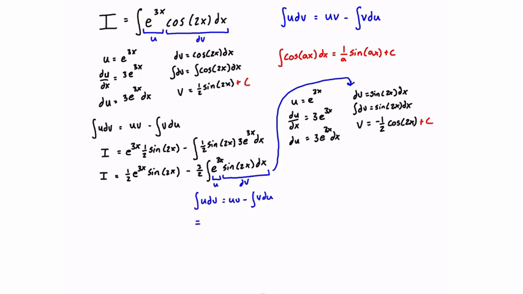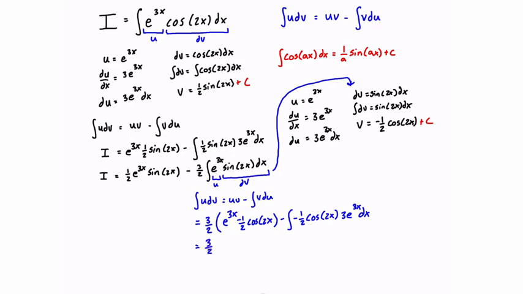This is just going to be equal to 3/2 times u, which we identified as e to the 3x, times v, which is negative 1/2 cos of 2x. Again, not using that plus c. And then we're going to subtract the integral of v du. So this is going to be negative 1/2 cos of 2x. Again, not including the plus c here. And we need to multiply this by du, which is 3e to 3x dx. Alright, let's just rearrange this a little bit just to make it a little bit easier to look at.